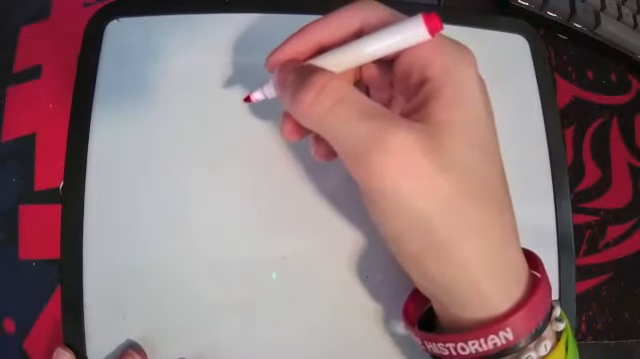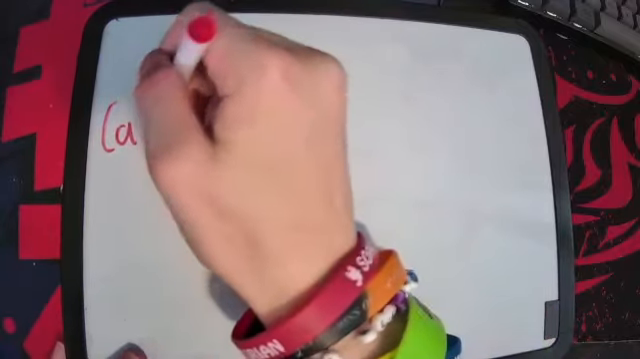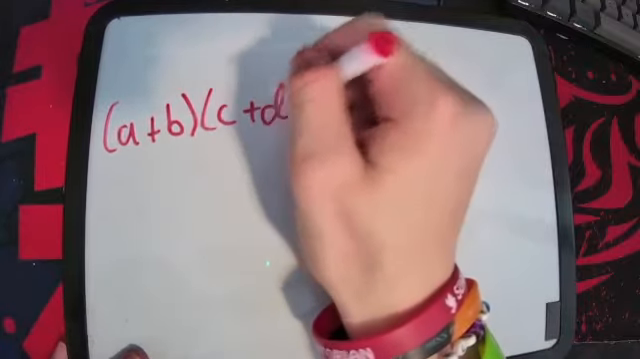I'm your host Jamie, and today's topic is the FOIL method. The FOIL method is an extremely easy and quick way to multiply factored polynomials. Here is a written formula, but you do not need to memorize this at all as long as you familiarize yourself with what each letter in FOIL stands for.